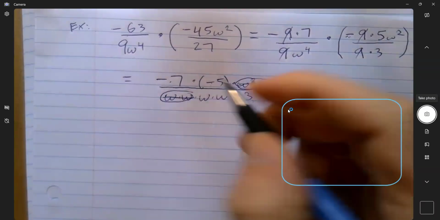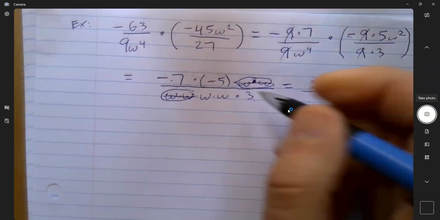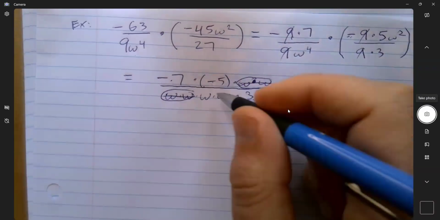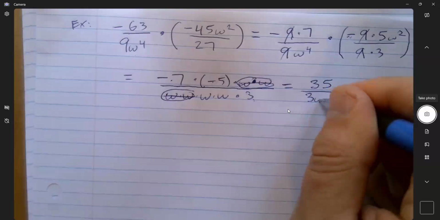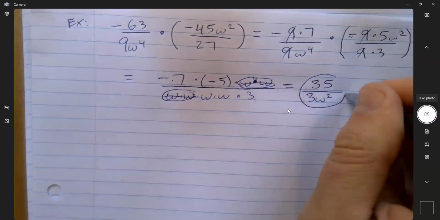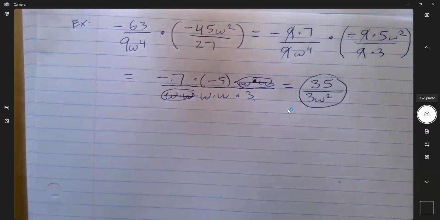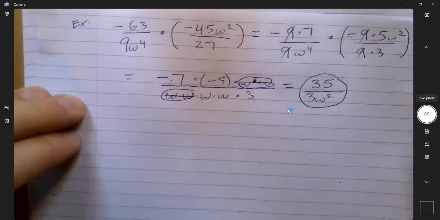Negative 7 times negative 5 is positive 35. No more variables on the top. And then I have 3 times w w, which is 3w squared. And that's my answer. This one is fully reduced because 3 doesn't go into 35, because they don't share any primes. All right, moving on. Next question.